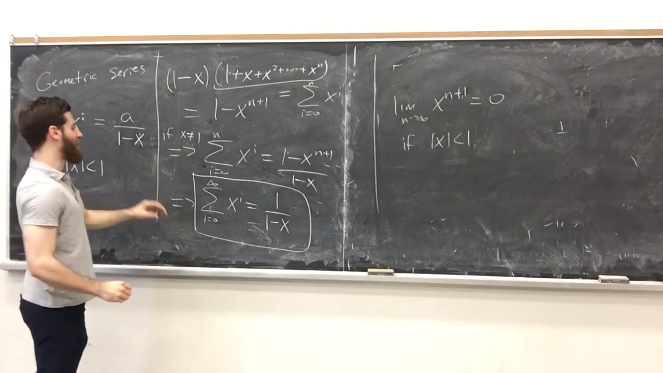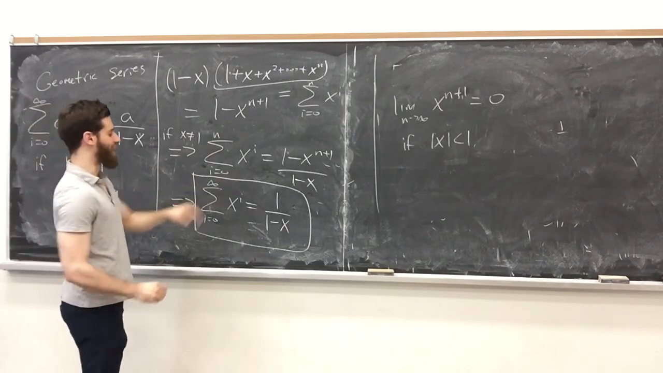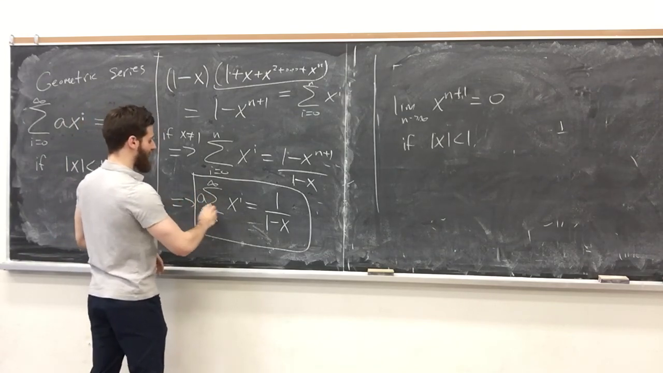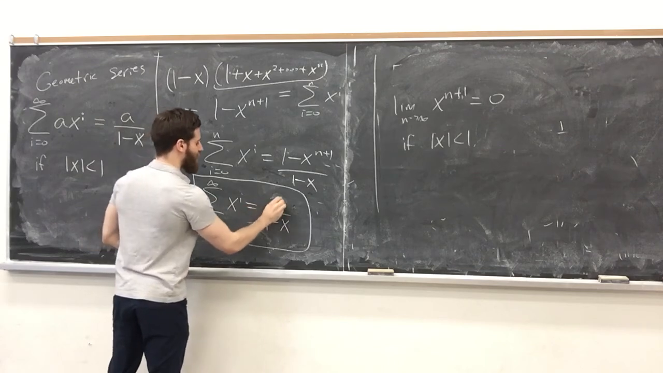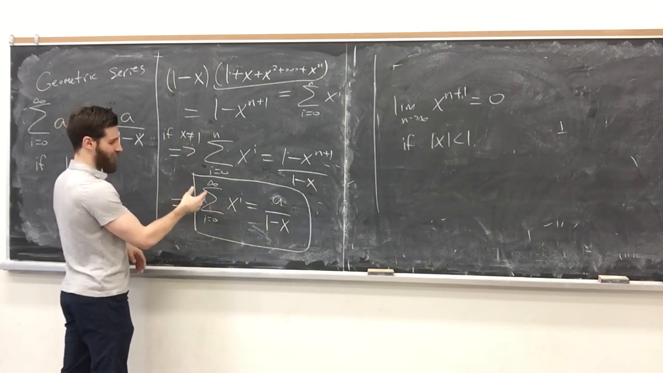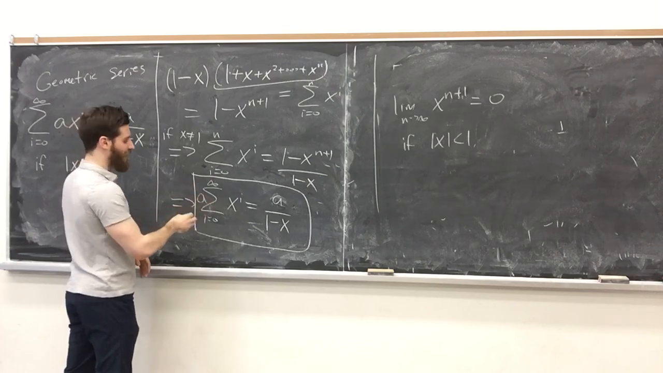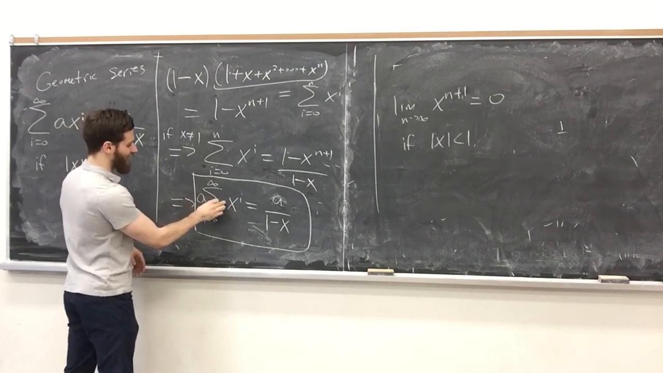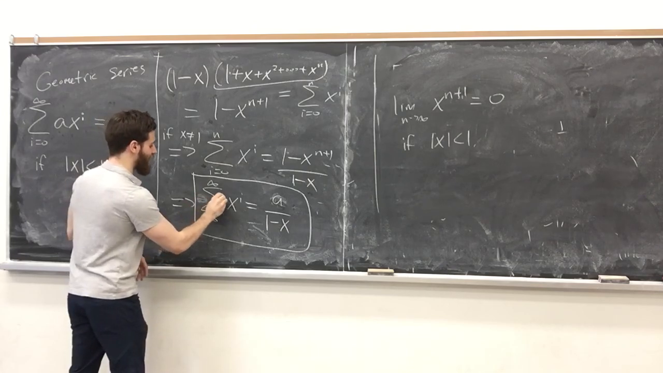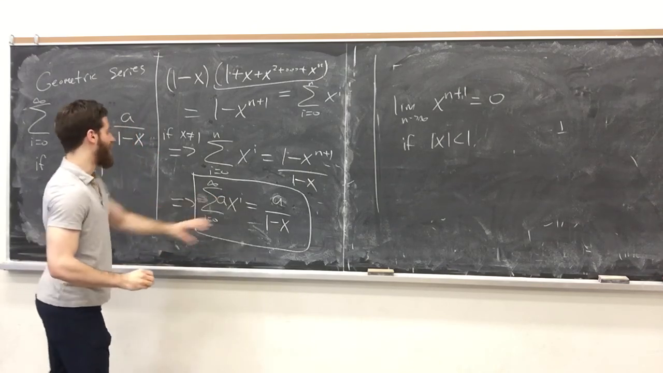Now if we want the more general case, all we have to do is multiply both sides by a. So multiply both sides by a, and you get a times this infinite sum is equal to a over 1 minus x. Now we could use the distributive property of multiplication, and bring the a inside the sum, multiplying each term by a, so this is the same as this. And this gives this formula.